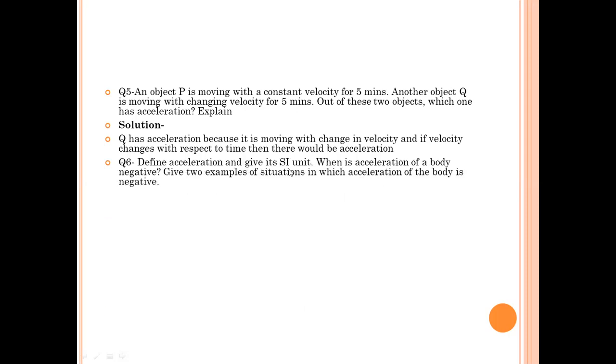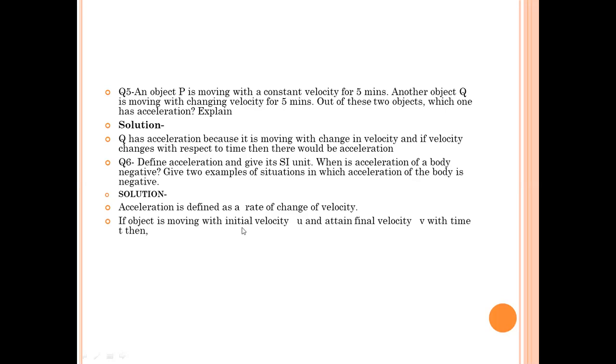Define acceleration and give its SI unit. When is acceleration of a body negative? Give 2 examples of situations in which acceleration of the body is negative. Again, acceleration. Acceleration is defined as rate of change of velocity, or we can say velocity change per unit time. वो भी लिख सकते हैं. If an object is moving with initial velocity and attains the final velocity with time, then A is equals to V minus U by T. SI unit meter per second square. तो ये पूरा डेफिनेशन हो गया एक्सेलरेशन का विद यूनिट विद इक्वेशन.